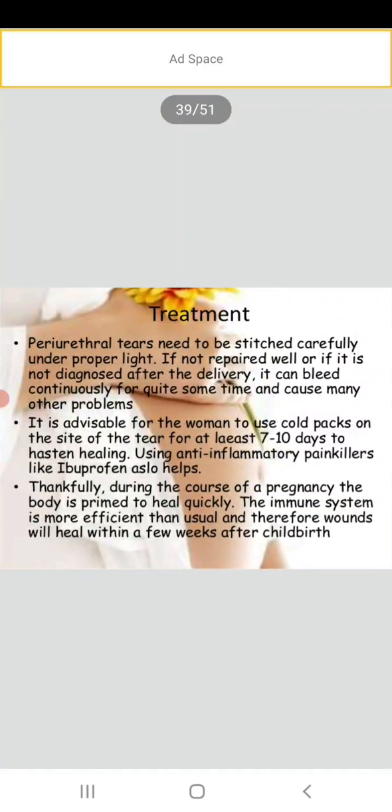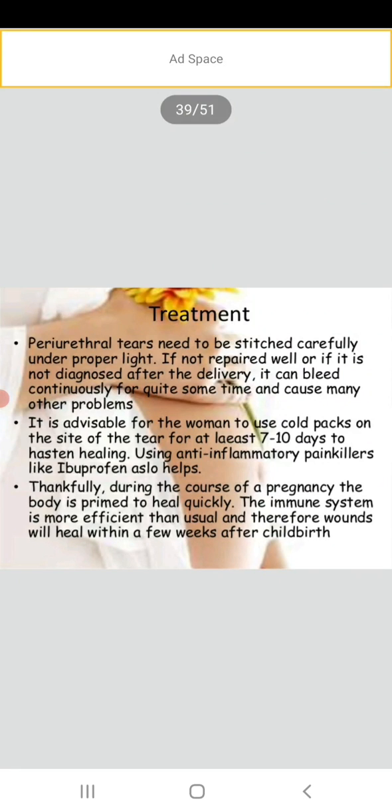Treatment. Periurethral tears need to be stitched carefully under proper light. If not repaired well, or if not diagnosed after delivery, it can bleed continuously for quite some time and cause many other problems. It is advisable for the woman to use cold packs on the site of the tear for at least 7 to 10 days. Use anti-inflammatory painkillers like ibuprofen.